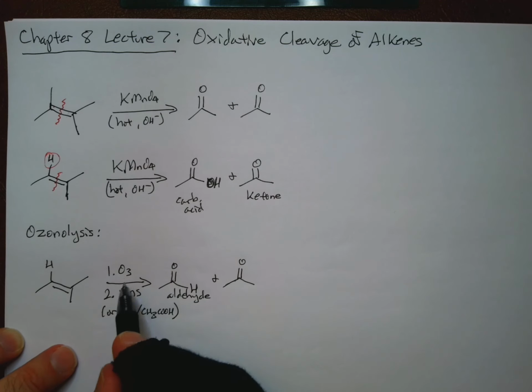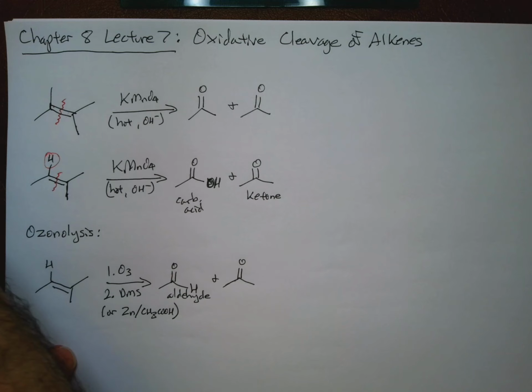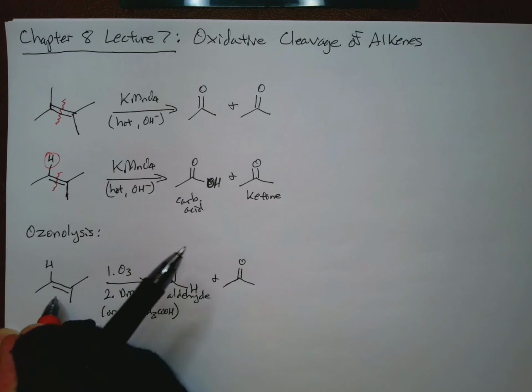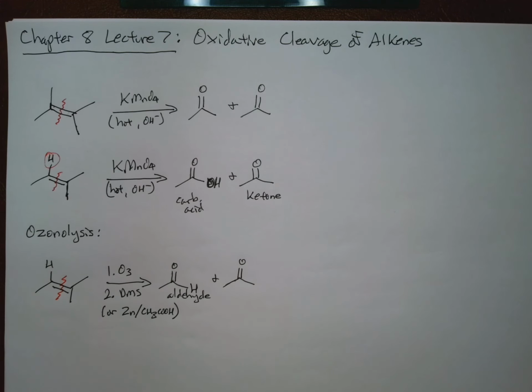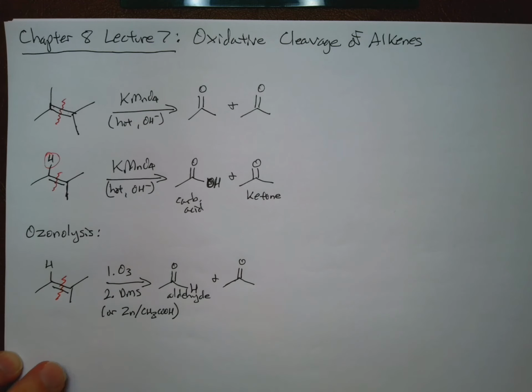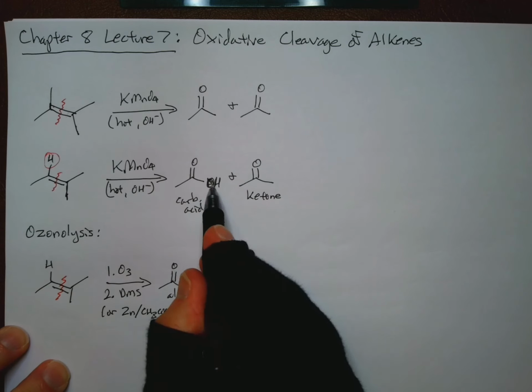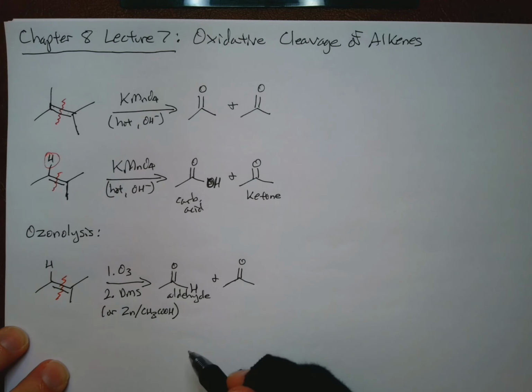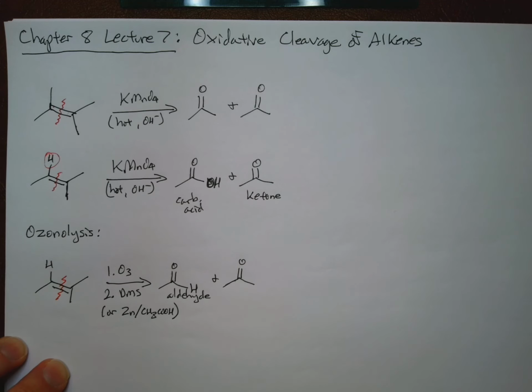So when we do ozonolysis, we break that carbon-carbon double bond. We insert oxygens on both ends, so we make new C=O double bonds. But we don't go all the way to the carboxylic acid. We actually stop at the aldehyde. And ozonolysis also involves the formation of a cyclic intermediate.